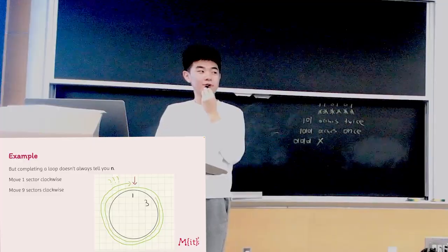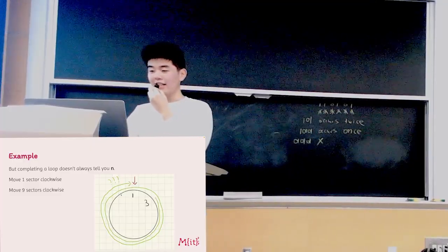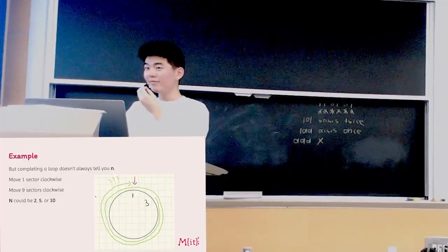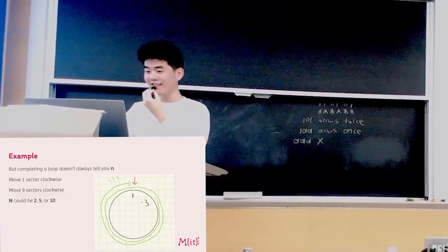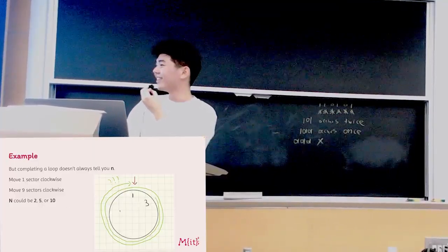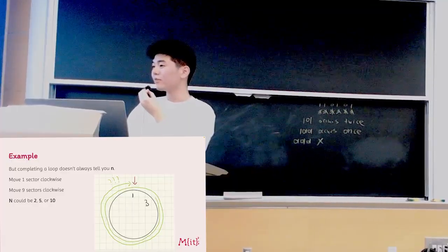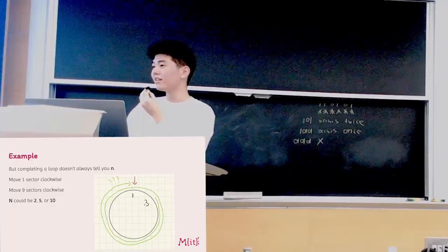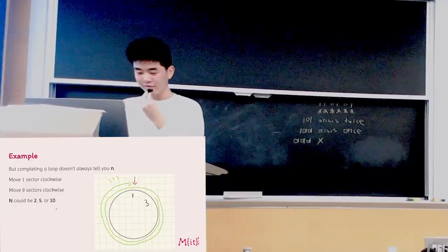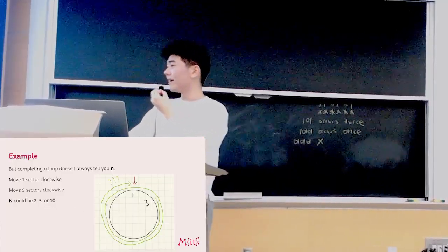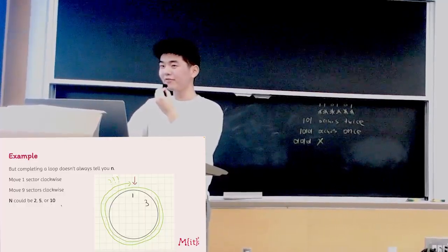Like 2, 5, or 10. Yeah, that's correct. 2, 5, or 10. Actually, 2 is technically not possible because we see 3. The number 3 is not in the circle 1 to n. So, if we didn't see 3 here, it could be 2, 5, or 10.